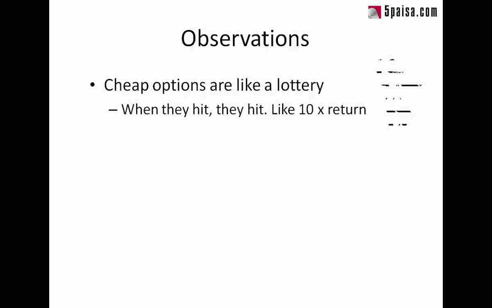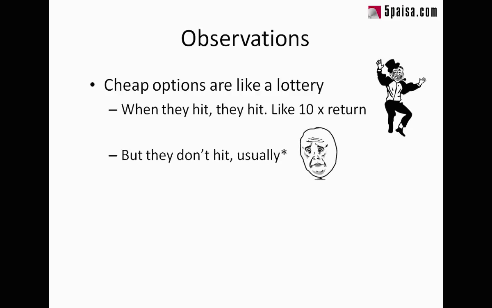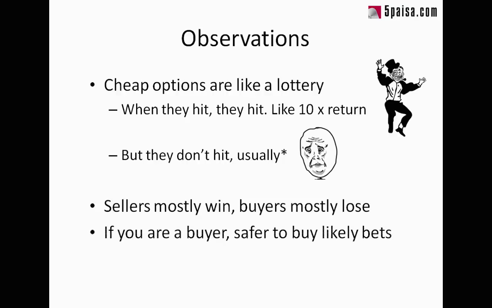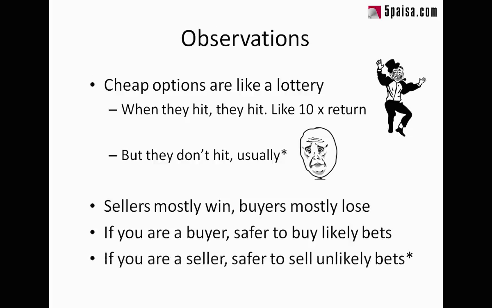So what are the takeaways? The first takeaway is that cheap options, the higher strike calls in this case, are like a lottery. When they hit, they hit like crazy and give you a 10x return, but they don't usually hit. The second takeaway is of course that sellers most likely win and buyers most likely lose. So if you are a buyer, it's safer to buy likely bets, that is the lower strike calls, at the money, slightly in the money and all of that. And if you're a seller, it's safer to sell unlikely bets, give away a slightly OTM call or a very OTM call.